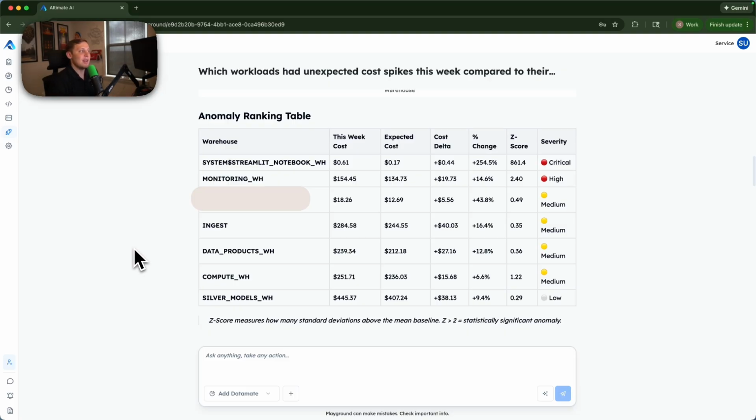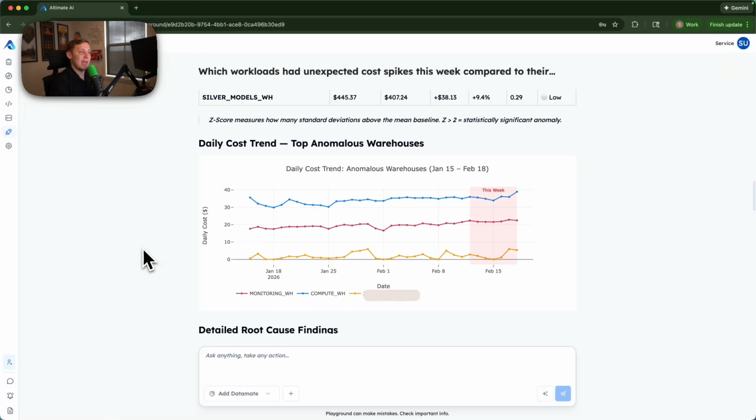So then jumping down to the next one, this monitoring warehouse, it goes from 154 to 134, which is a 15% change. That's something that we might want to look at, right? Like that's something that we should probably take a peek at, which we will in just a second. So continuing down, you can see that we have a line chart here that shows us those top 3 warehouses to take a look at.